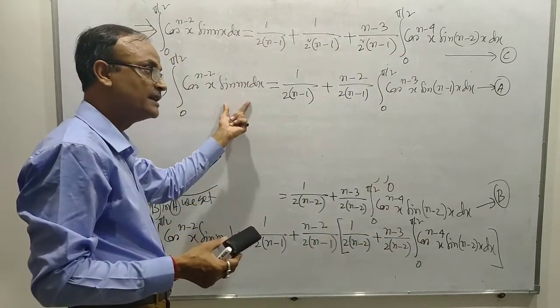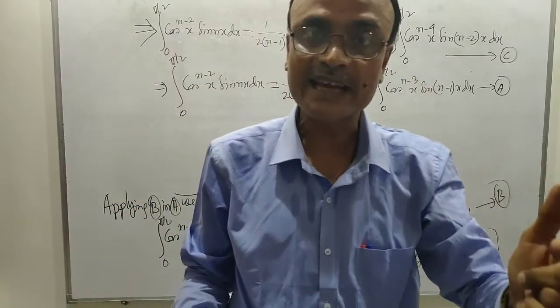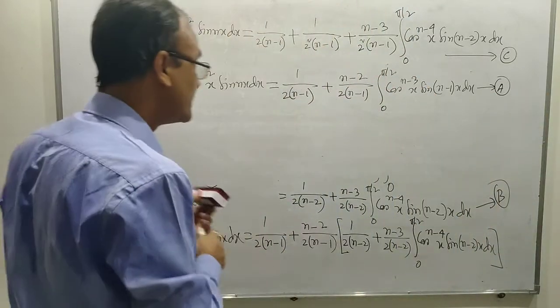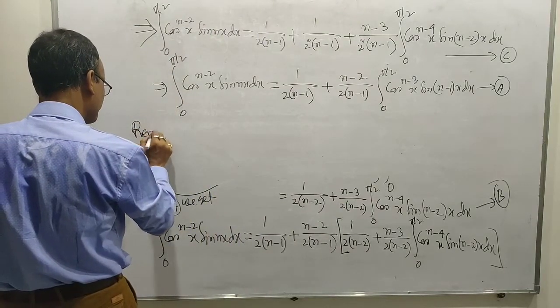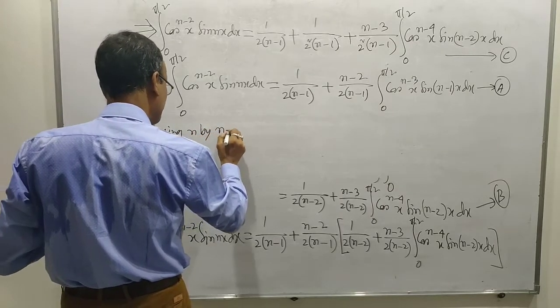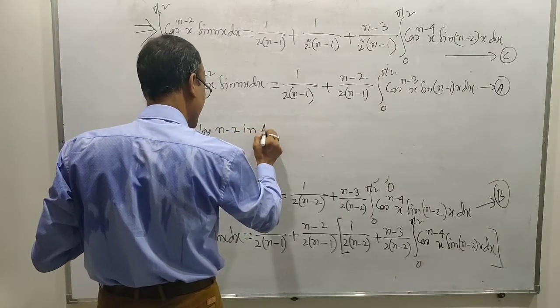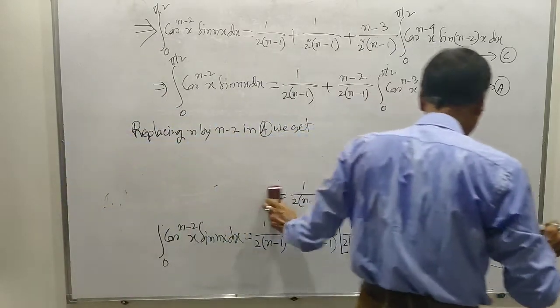Therefore, in A, we replace n by n minus 2. Replacing n by n minus 2 in A we get.